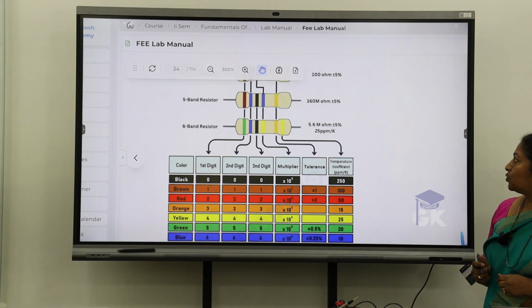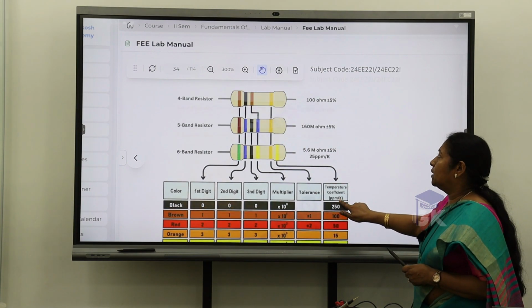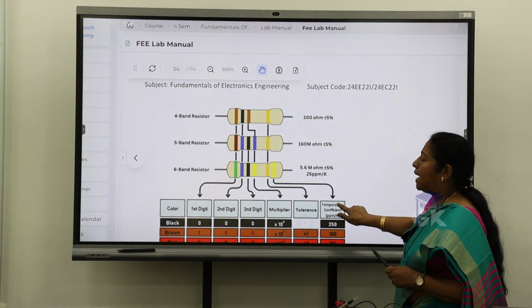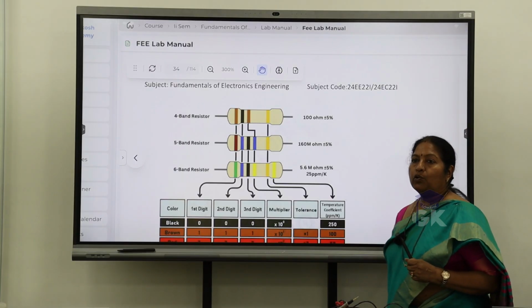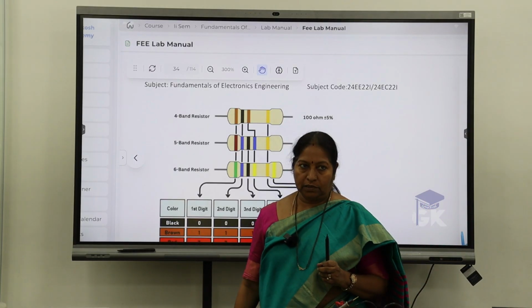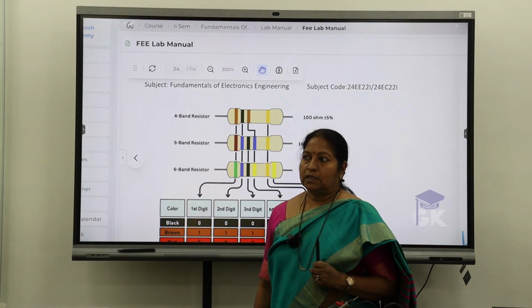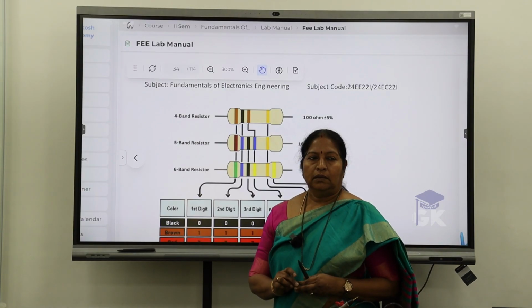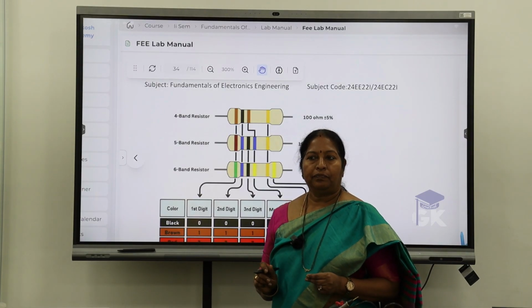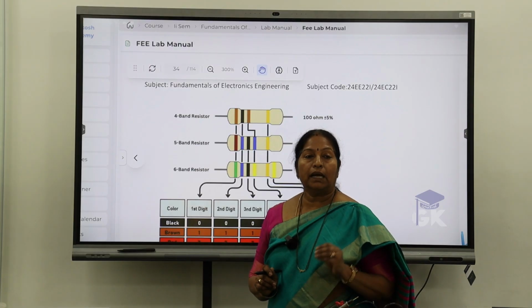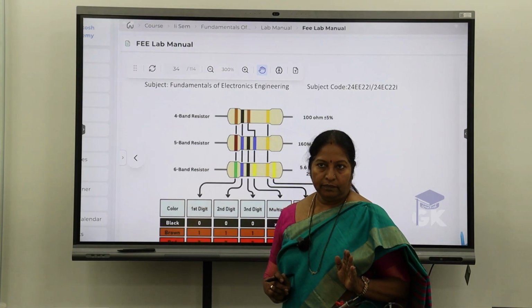Okay, now let us go to this. You can observe the color code. What are all the bands you can see? On one side you have three different colors. Check it. Sometimes four also. Can you see? Continuous three bands are there, look.